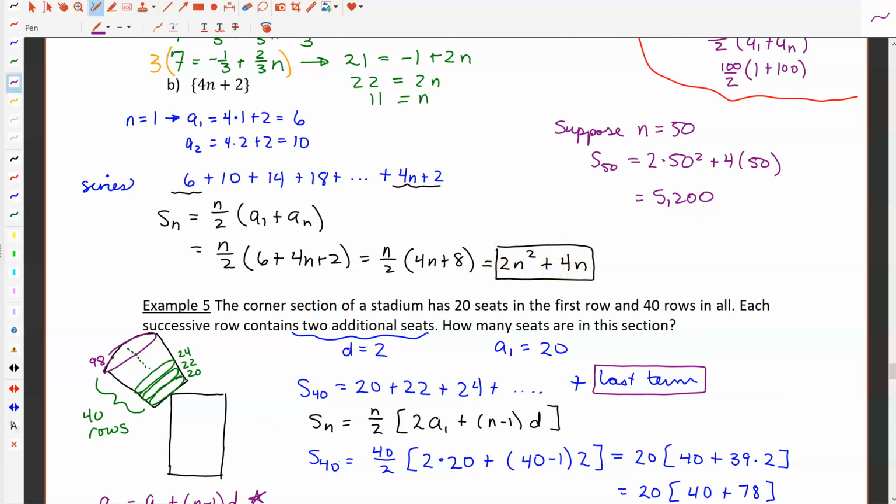After you practice and master the arithmetic sequences, then we move on to the geometric sequences.